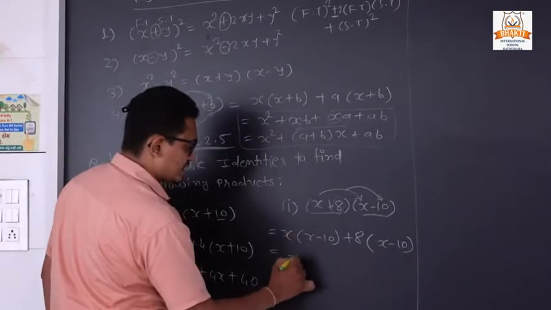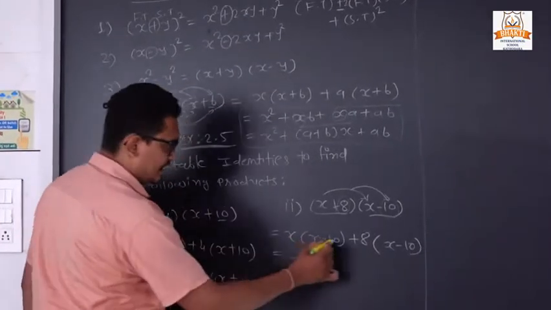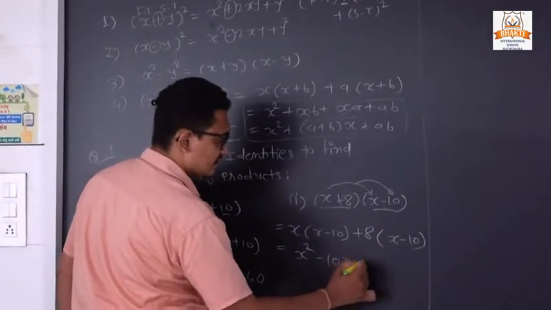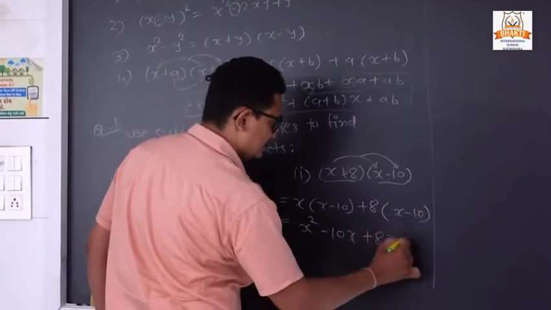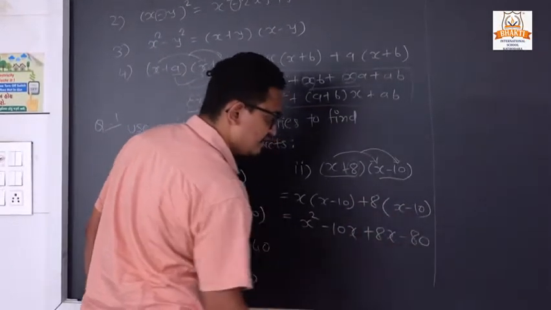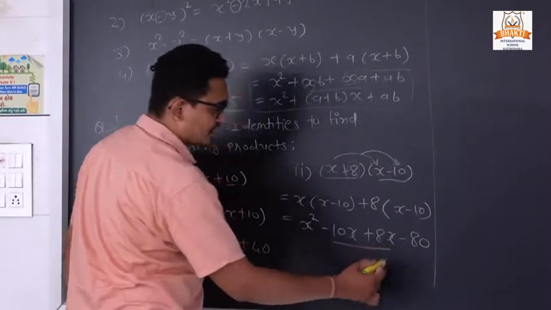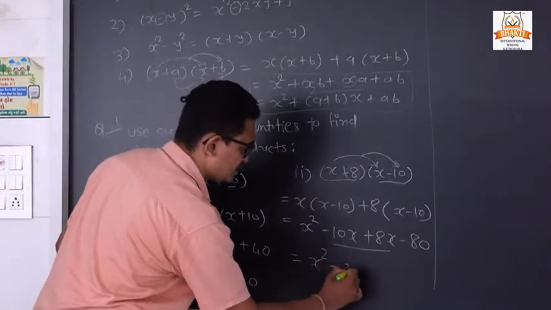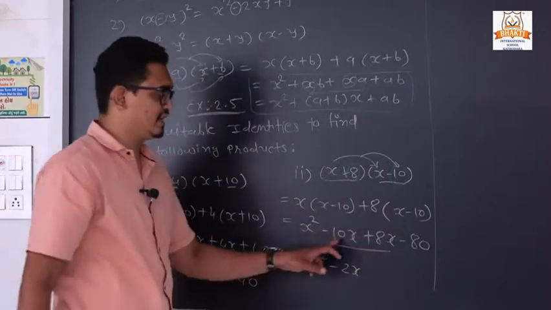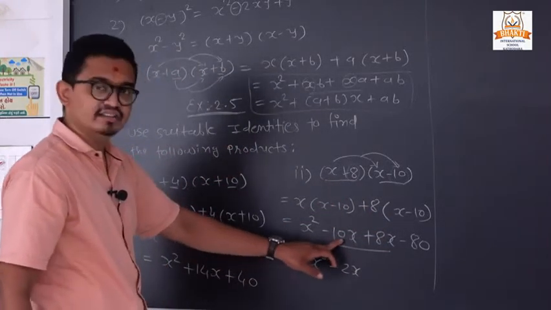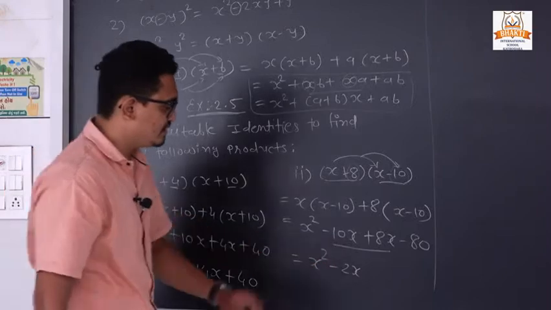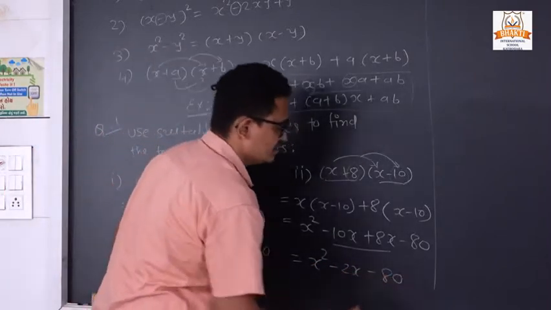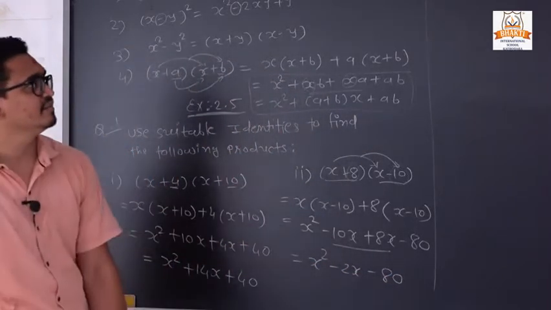So x into x is x square, then x into 10 is 10x, plus 8x, and 8 tens are 80. So once again these both are like terms, so we can simplify it. So x square minus 2x, because plus and minus gives minus, so 10 minus 8 is 2, and 10 is the greater number so we use the minus sign, minus 80. So that is its answer.